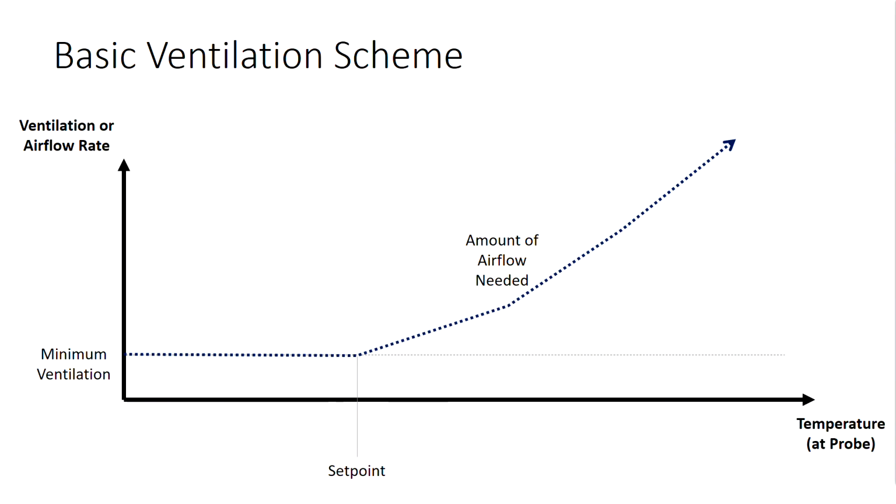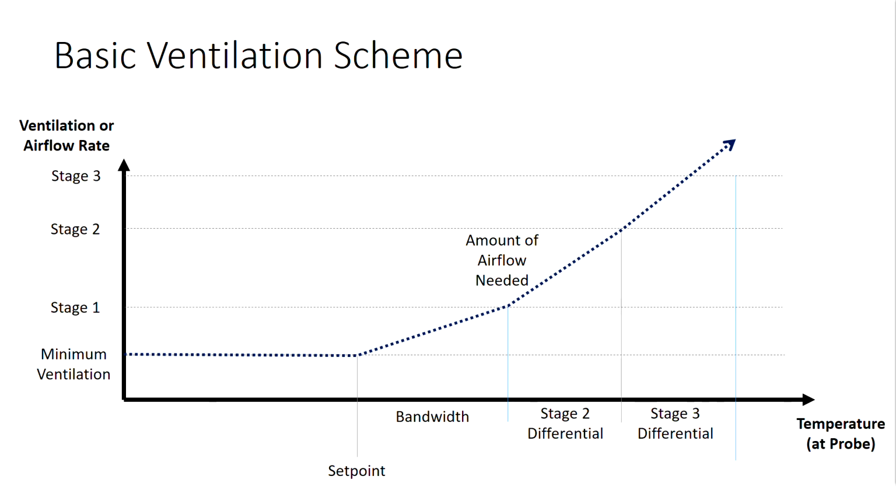In basic terms, we need a minimum amount of ventilation in cold weather for moisture and gas removal. As the temperature increases, we need more airflow for heat removal. To provide this airflow delivery, we add additional fan capacity called stages above the set point. Below the set point, we need to provide heat to compensate for heat removed by the minimum ventilation stage.